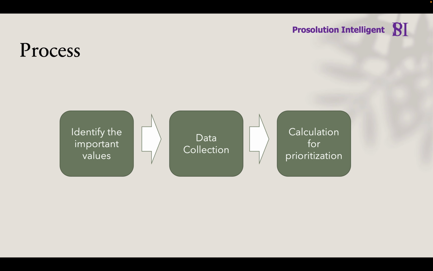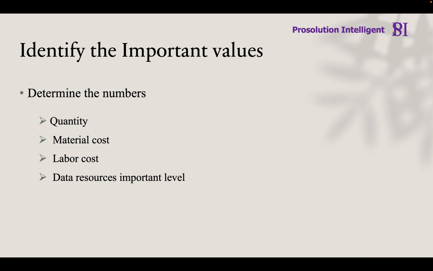In order to do that, first of all, we need to know what kind of important values we are looking for. So when you are looking at the data, what kind of numbers you are trying to find out or trying to discover. The next step would be the data collection. And then when you do the data collection, at the end, you will do the calculation for making the priorities. How you find out what the top issues are that you are going to work on.